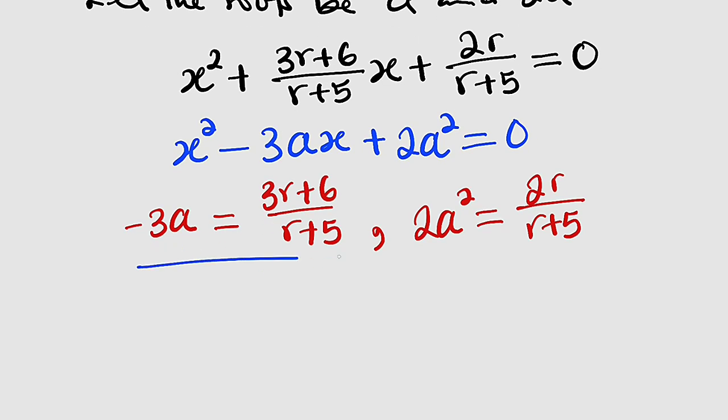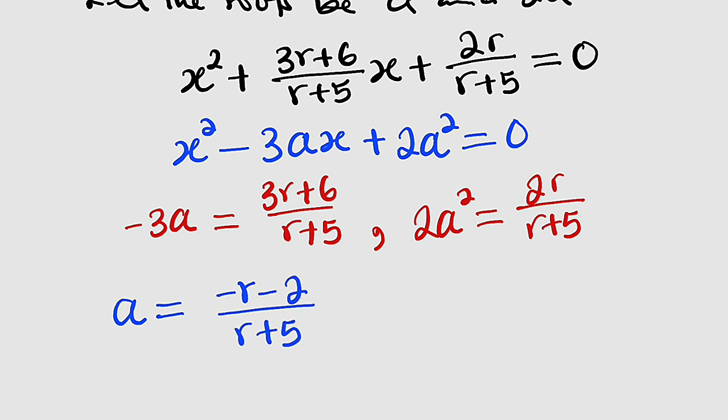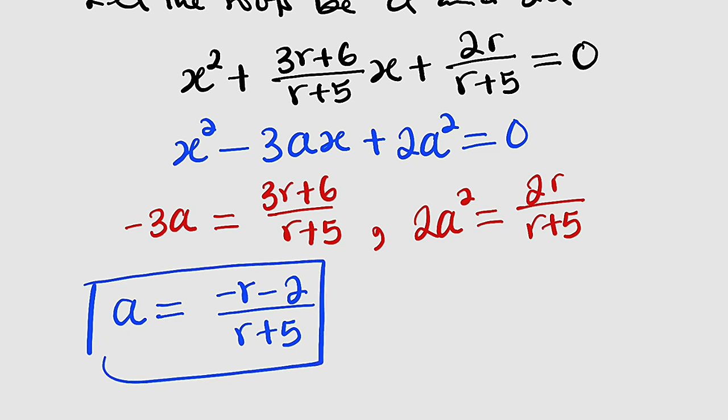Let me come back to the first equation and make a the subject by dividing both sides by negative 3. So we have a equal to, if you divide the whole of this by negative 3, this negative 3 is only going to divide the numerator. So 3r divided by negative 3 will give us what? Negative r, because 3 will cancel 3. 6 divided by negative 3 will give us negative 2, divided by r + 5. So this is what we have as a from this first equation.